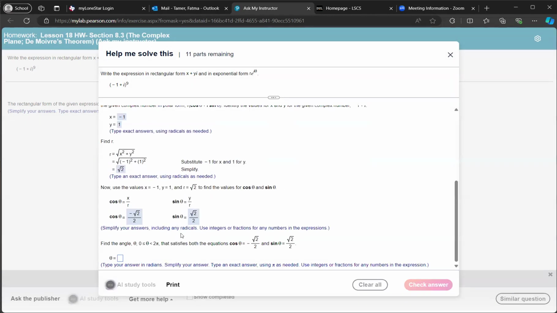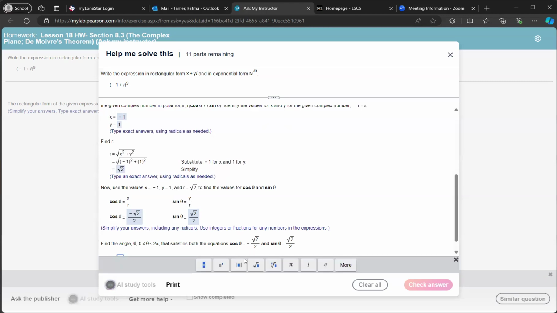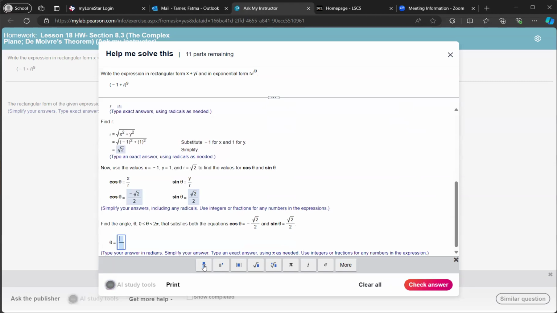Now, I need to think about an angle between 0 and 2π where the cosine value is negative root 2 over 2 and the sine value is positive root 2 over 2. So cosine is negative, sine is positive. This is only possible in quadrant 2. And the reference angle is π over 4. So in quadrant 2, π over 4 becomes 3π over 4. So the angle I need here is 3π over 4.